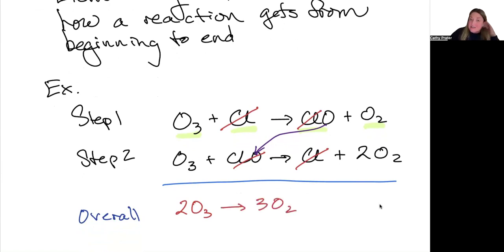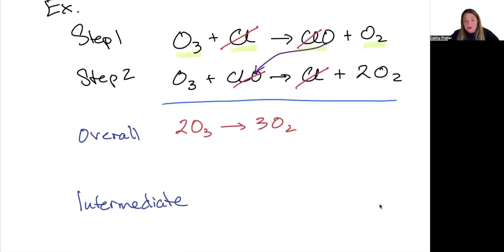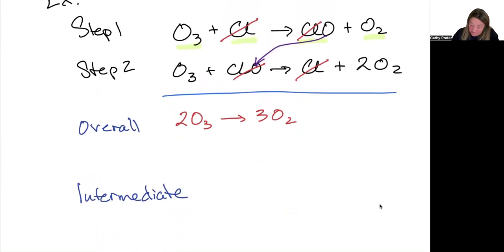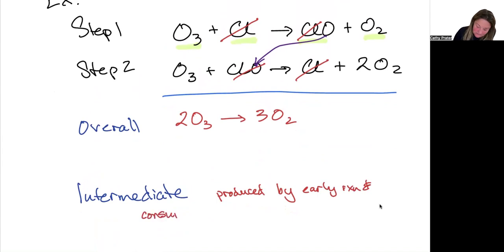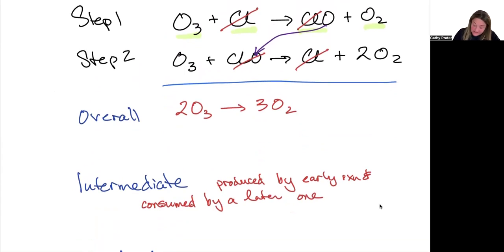But this overall reaction doesn't tell us how something gets from the beginning to the end, actually, where the mechanism shows the steps. There are terms that we'll use here. An intermediate is something that is produced by an early reaction and consumed by a later one. So, in other words, it's not there at the beginning and it's not there at the end, but it was around in the middle. So in this case, for this reaction, that would be ClO.